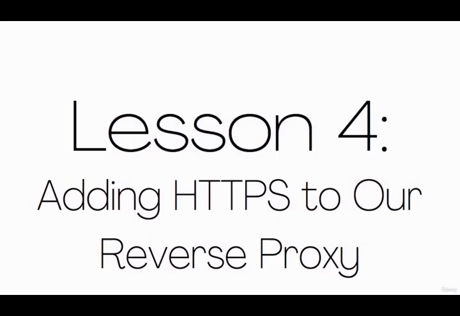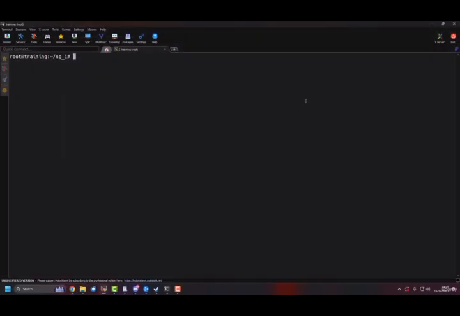Hi, welcome to lesson 4. In this lesson we're going to be adding HTTPS to the reverse proxy that we set up. So let's go ahead and head over to the terminal. Okay, so this is actually being created in a slightly different order. So you're going to see the config here has changed because I'm recording these lessons not in order for various reasons. However, we're going to show how we can add HTTPS to our reverse proxy.